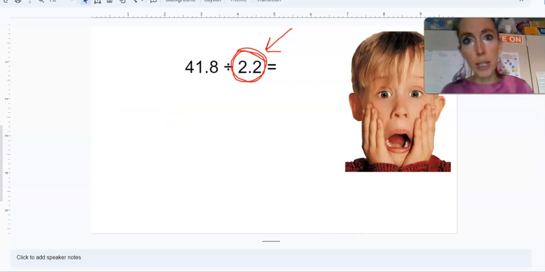Ooh, it's almost Christmas. I thought, why not get him in here from Home Alone? Because why would he be doing that? Because you're like, oh my gosh, I have decimals all over the place. What am I going to do?